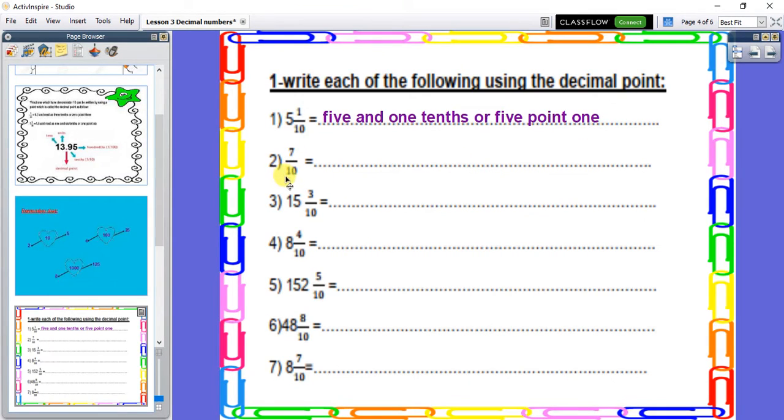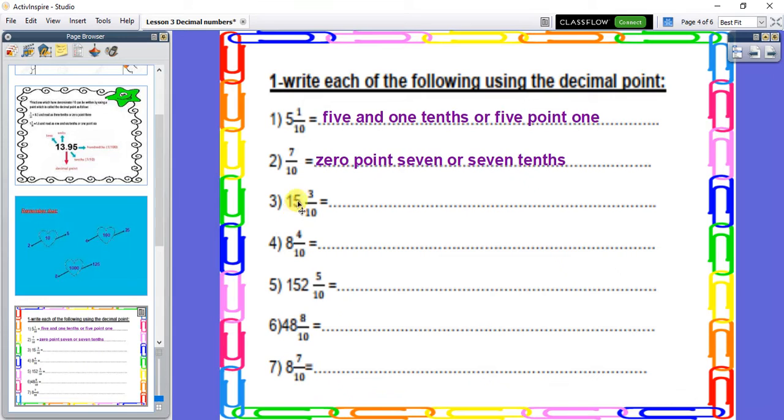The next one, 7 over 10. I don't have a whole number here, so it will be 0.7, or I will say 7 tenths because I have 10 down. It will be 0.7 because I don't have any whole number. 0.7 or 7 tenths.